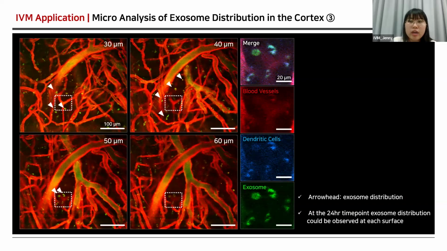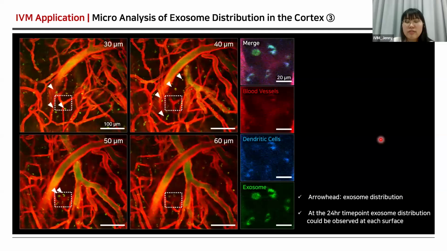So in order to acquire imaging data on the depths of the brain, Z-stack images were acquired at 10 micrometer intervals, starting from the cortical surface and extending to depths of 30, 40, 50, and 60 micrometers. Through this, we were able to assess both the penetration depth of the exosomes and the positioning of the dendritic cells. The results showed that fluorescent signals from the labeled exosomes were observed up to approximately 50 micrometers deep outside of the blood vessels, and co-localization of the exosomes with the dendritic cells was also very evident.